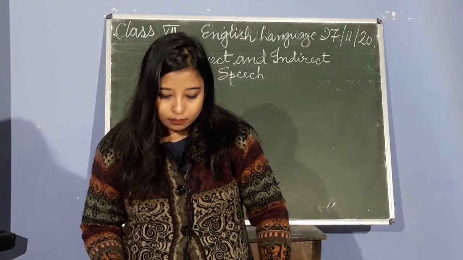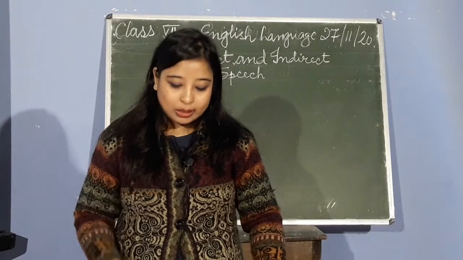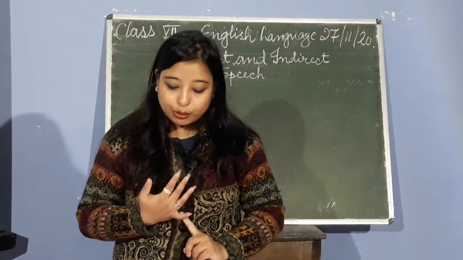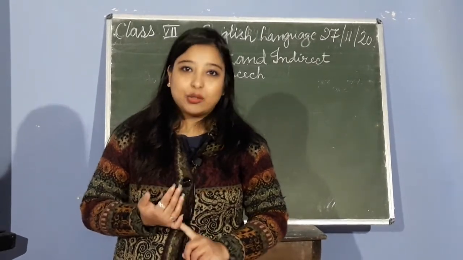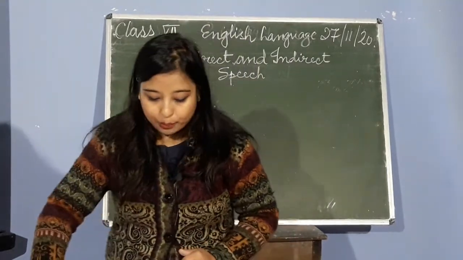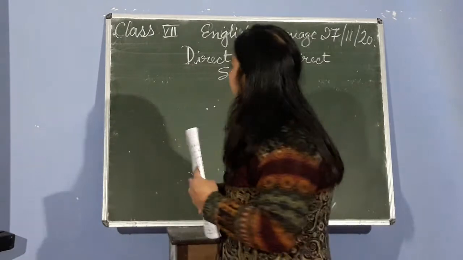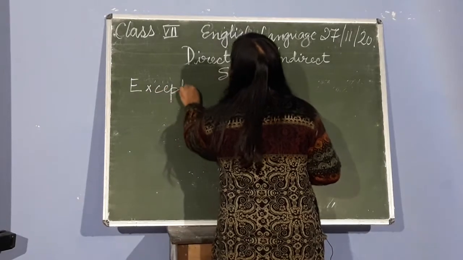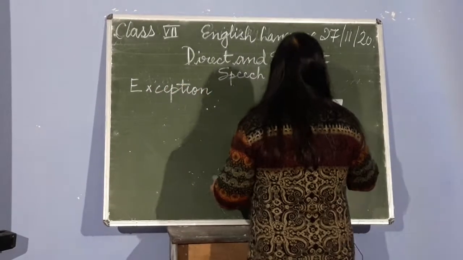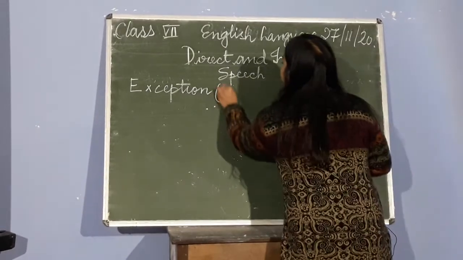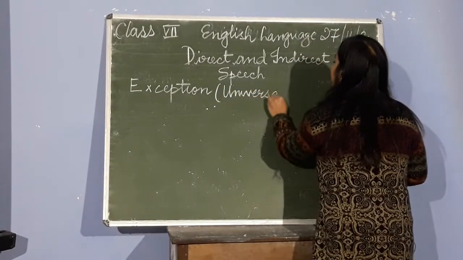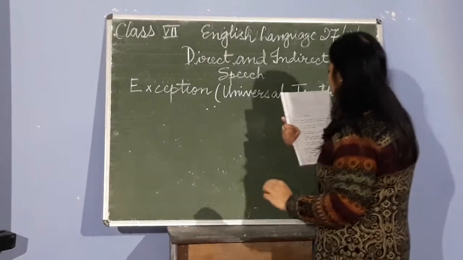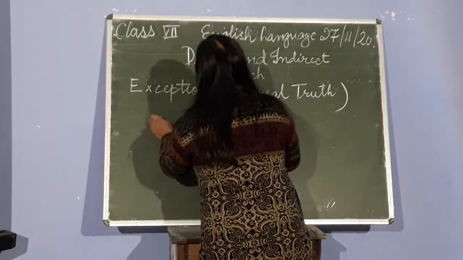That is, I talked about the exception. Like for universal truths, the tense of the direct speech remains unchanged. Even the reporting verb, for example, okay, there are exceptions for universal truth. Even if the reporting verb is in the past, then the reported speech has to be in the present.